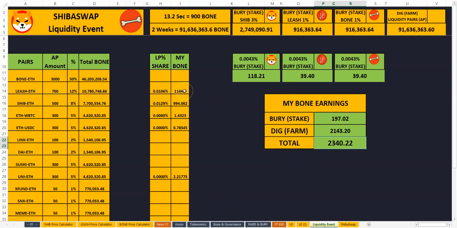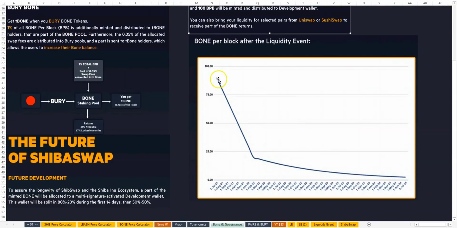But there's a lot of assumptions here. My share could be a lot less. My share could be a lot more. But the biggest takeaway here is definitely providing LEASH. If you want to get a lot of BONE, providing liquidity is the best way for you to gain a lot of rewards. And remember, we have a 14-day window period where BONE will be getting minted at a very, very high rate. After that, it's going to start decreasing. We'll start getting less and less rewards. And as that's happening, it's important to know that ShibaSwap will probably start getting very popular because the price is going to go up, and that's going to attract whales.